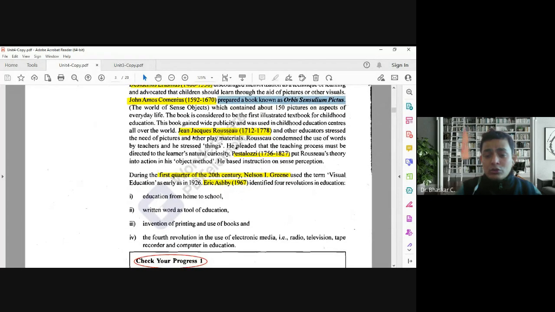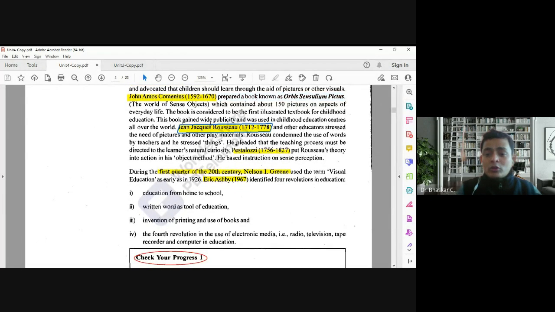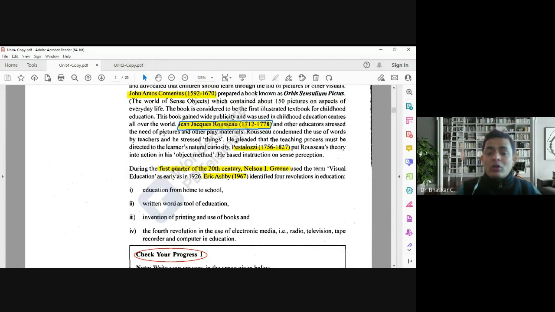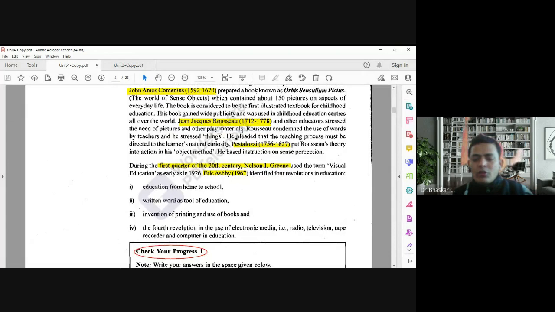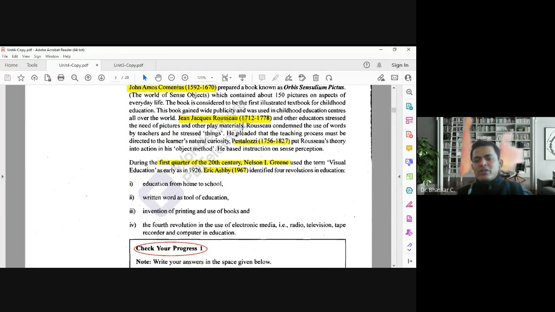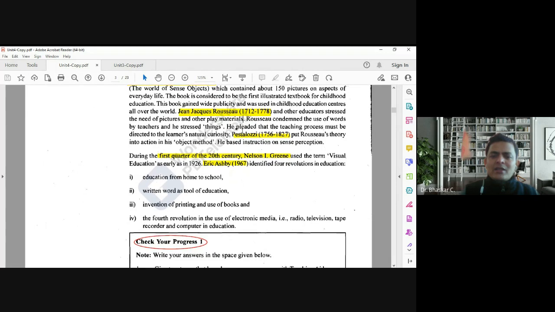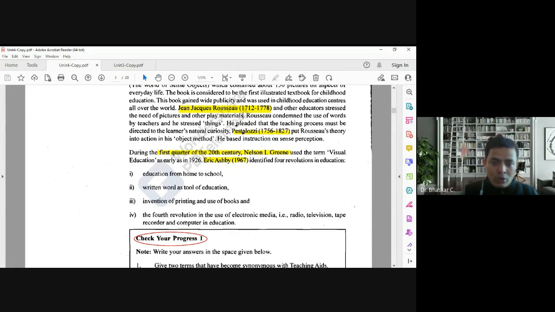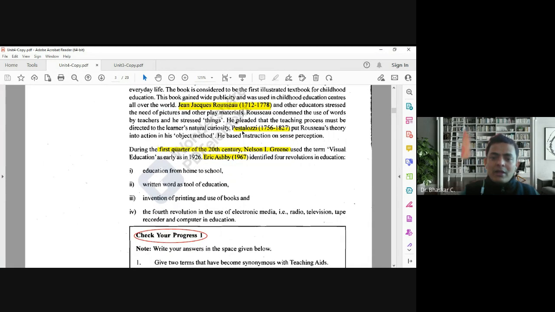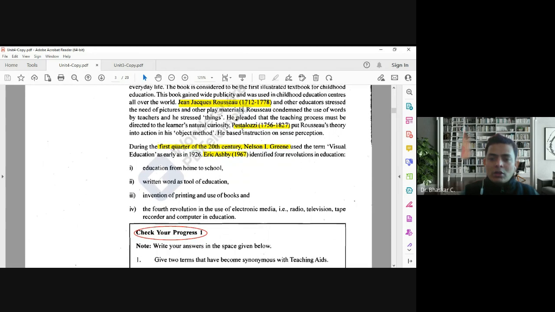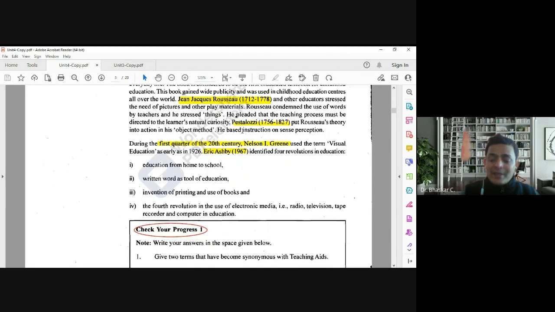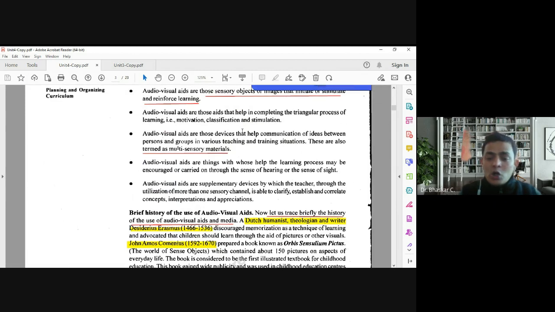Then Rousseau was again a philosopher. He also talked about the need of pictures and other play materials. I'm not saying that these philosophers or educationists, way back 300, 500, or 600 years ago, talked about the use of multimedia. No, it is not like that. But they were the people who first talked about how the sensory organs are to be involved.